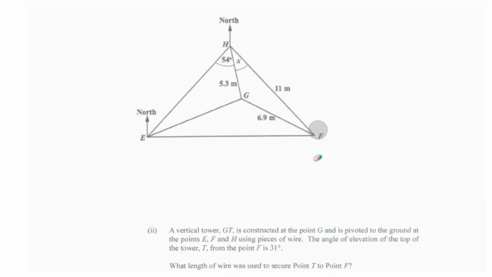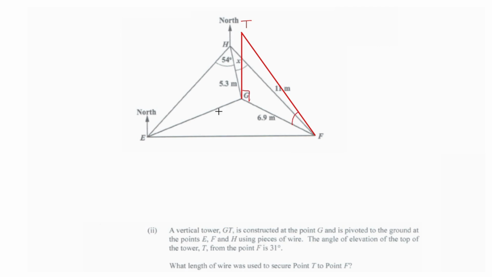Okay, so part 2, a vertical tower GT is constructed at the point G. So let's construct the vertical tower, which is going to be somewhere here. T is going to be somewhere here. So the next part of the question, the angle of elevation of the top of the tower T from the point F is 31 degrees. So from F to the top of the tower, let's draw that. So the angle of elevation, let's mark that in here. It's going to be all of this angle.